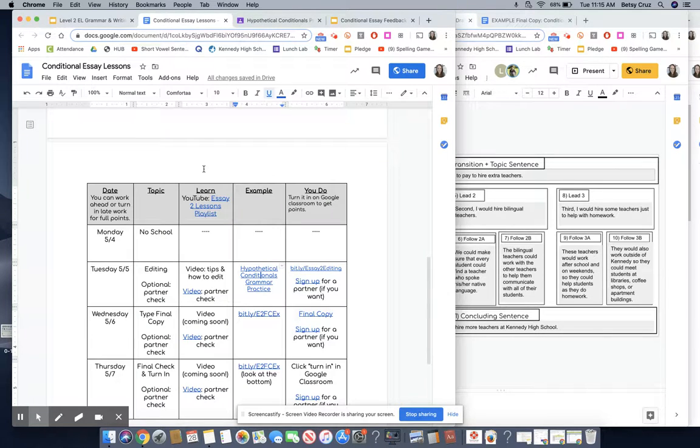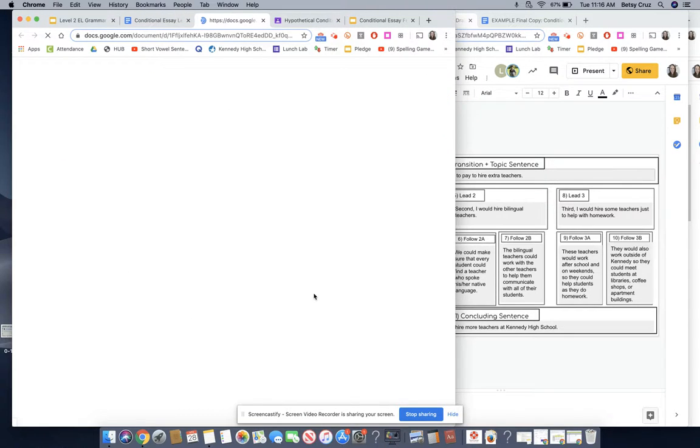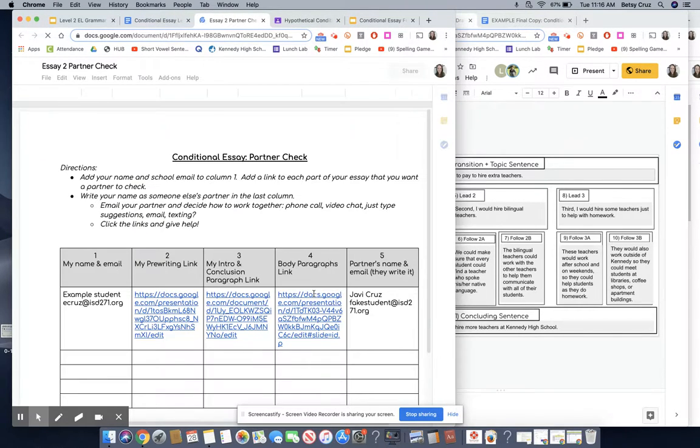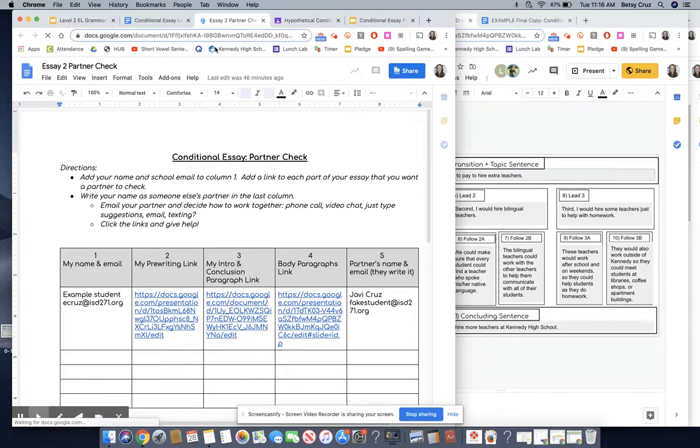One more thing I want to point out is that you still have the option to have a partner check with you. So if you are working on it today and you're thinking, oh no, I'm not sure if I have a lot of mistakes and I just can't find them, go ahead and click this sign up, type in your information with the links, and hopefully a student will agree to be your partner and you can check somebody else's.